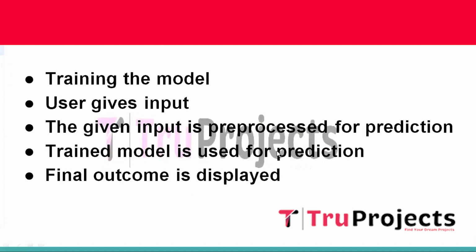The next step is the given input is pre-processed for prediction. The user's input is pre-processed to align with the format required for the prediction. The text is transformed into numerical vectors using the same technique applied during the training. And the next step is the trained model is used for the prediction.